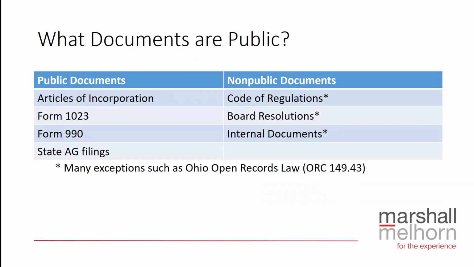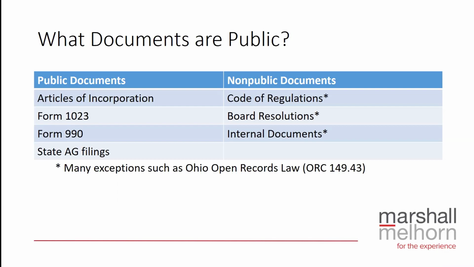So which documents are public? The public documents include the Articles of Incorporation, which are filed with the Ohio Secretary of State, the Form 1023, which you can get from the IRS with a FOIA, Freedom of Information Act request, or you might find it on GuideStar. Form 990s, same thing, and the State Attorney General filings, the charitable trust and charitable solicitation registrations. Those are all public documents.